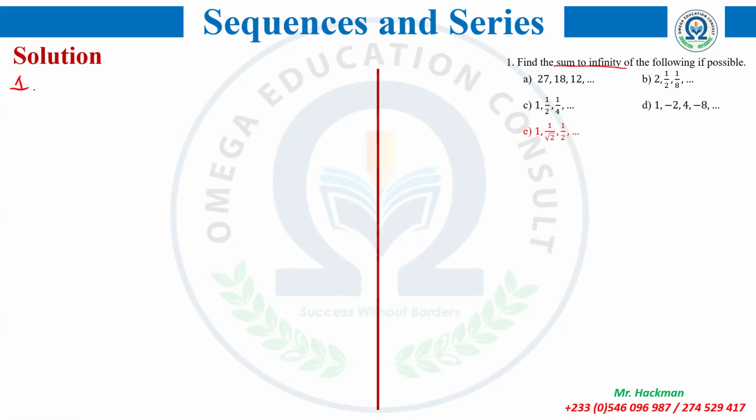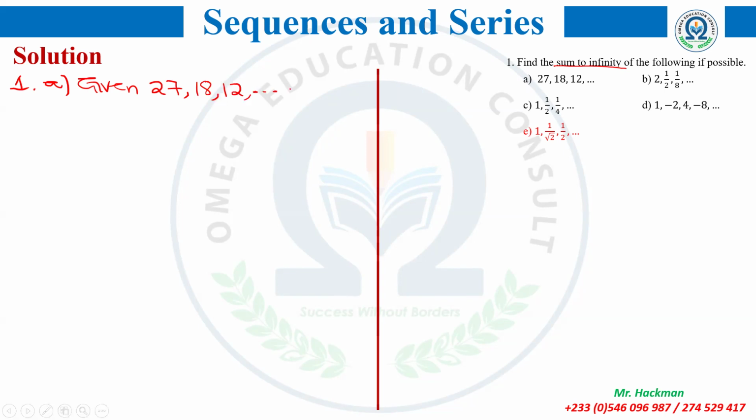We want you to number your solution. So the major question number is 1, the minor question number is A. Then we extract what we are given. You can choose not to write the given, but the sequence you have to extract: 27, 18, 12, ellipsis. So this is the sequence.